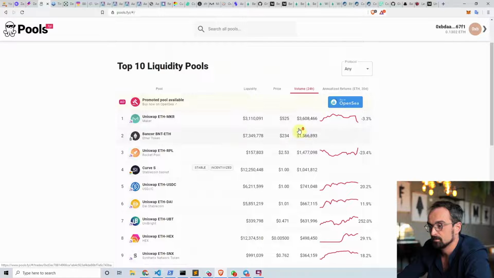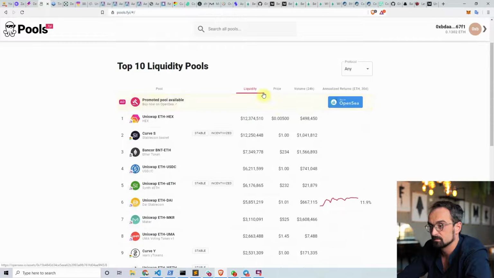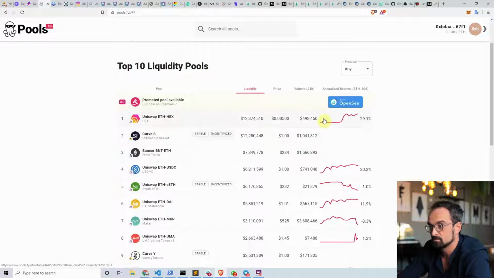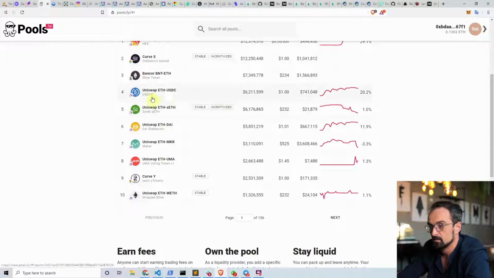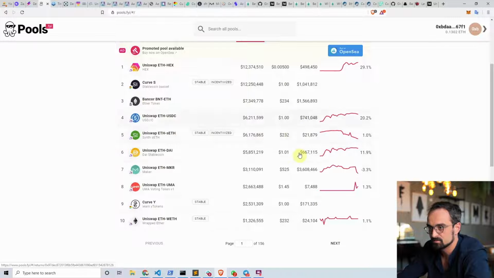So you can see here different volumes, we can see the different prices, and we can see the different return rates that you potentially can get if you invest in certain pools. You can get 20% in ETH, USDC, 1% here, minus 3% here, 1% here. But how does it exactly work? How does this actually go about, right?